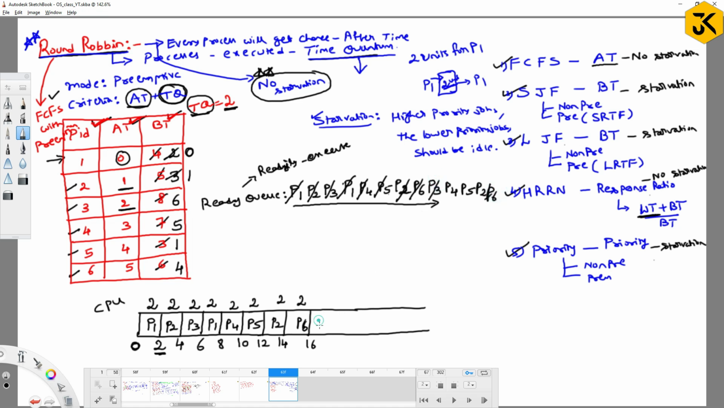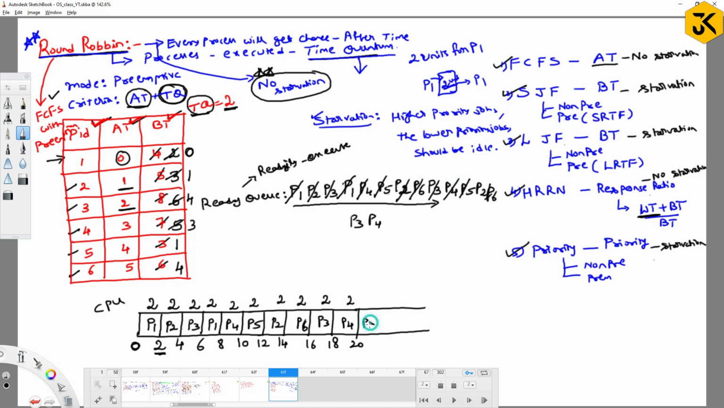Next, P3 executes for 2 units of time and completes by 18 units and it is left with 4 units. Again you have to add it to the ready queue. Next P4, 2 units of time, complete by 20 units and it is left with 3 units. So as it is having further CPU request, I need to add it to the ready queue.